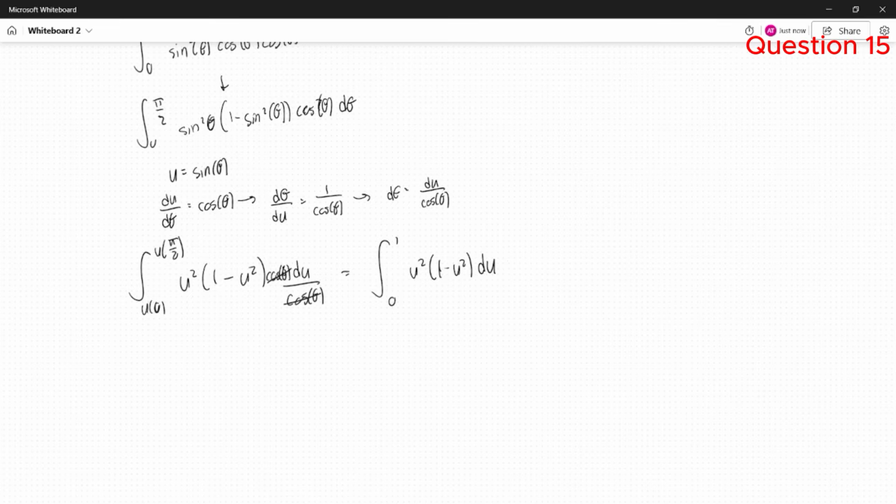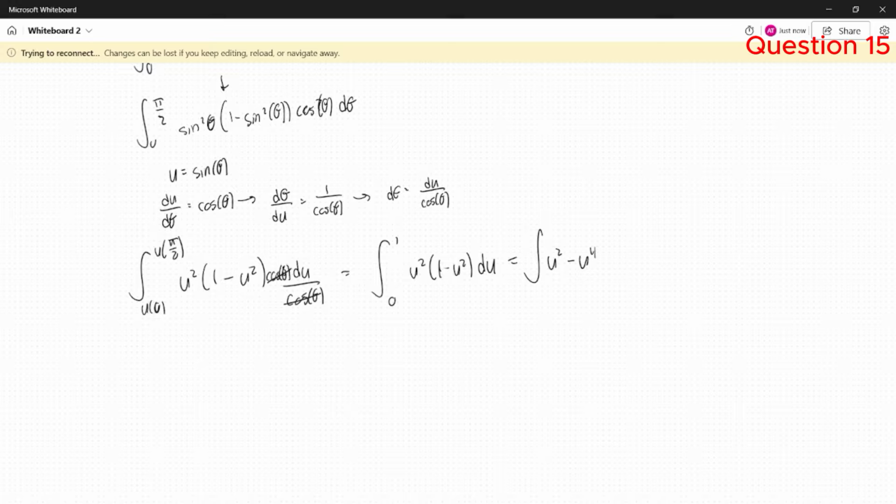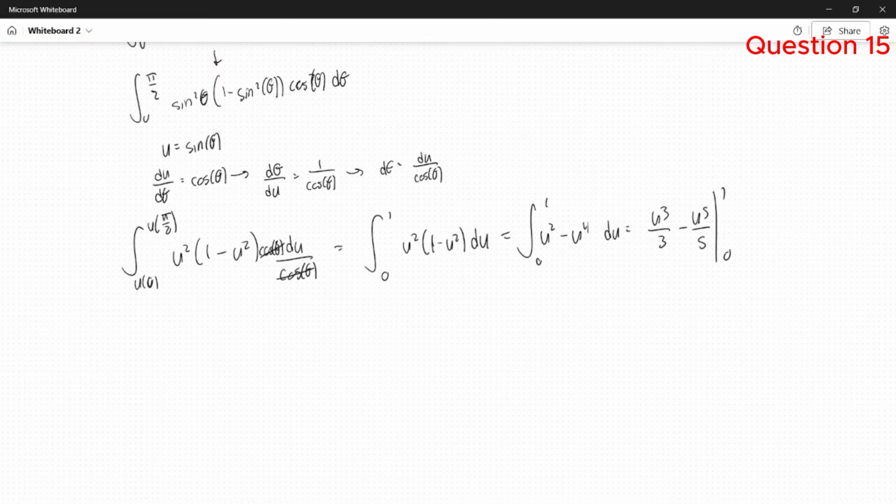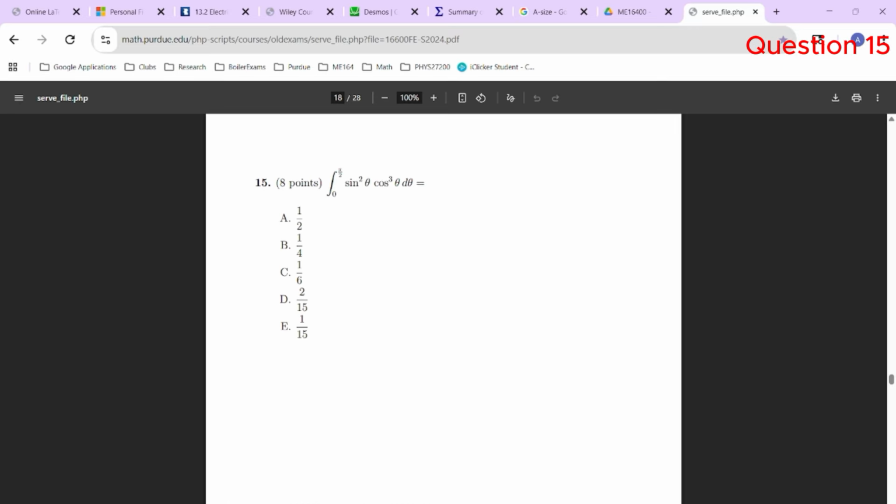This integral becomes very simple. This just turns into a power expansion, 0 to 1 du. You take the integral: u cubed over 3 minus u to the 5th over 5, between 1 and 0. This turns into 1/3 minus 1/5. You combine the fractions with a common denominator, you get 5/15 minus 3/15. Your final solution is 2/15, which means your answer choice to this problem would be D.